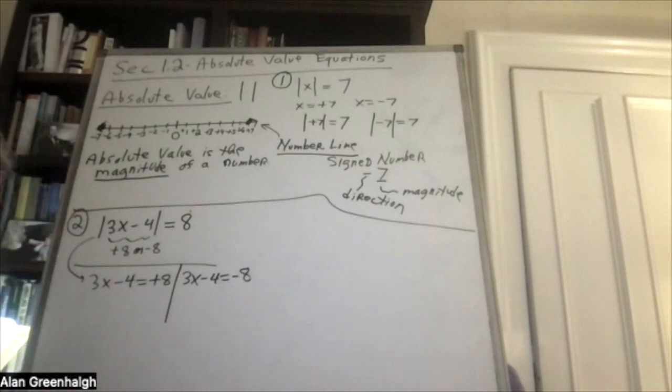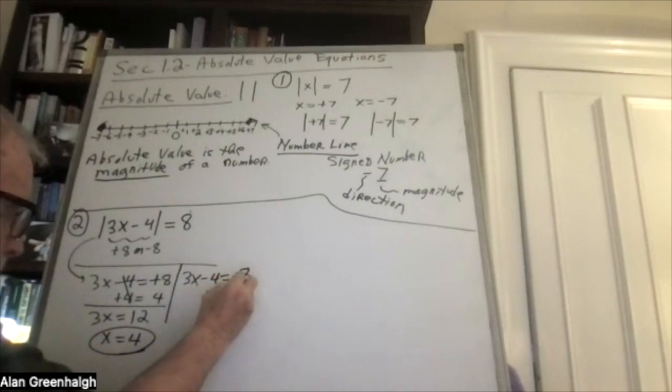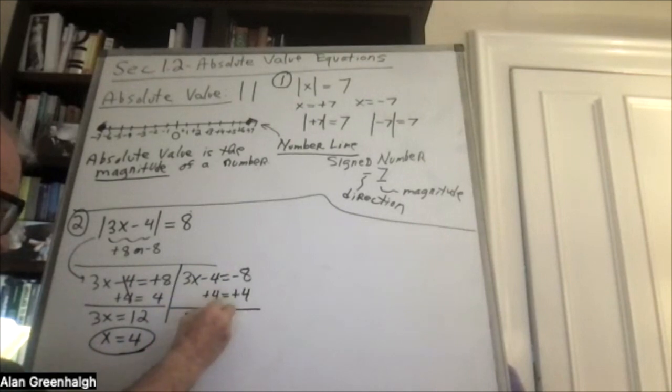So here we go. And they're usually pretty straightforward. 3x is equal to 12. X is equal to 4. And over here, 3x is equal to -4.